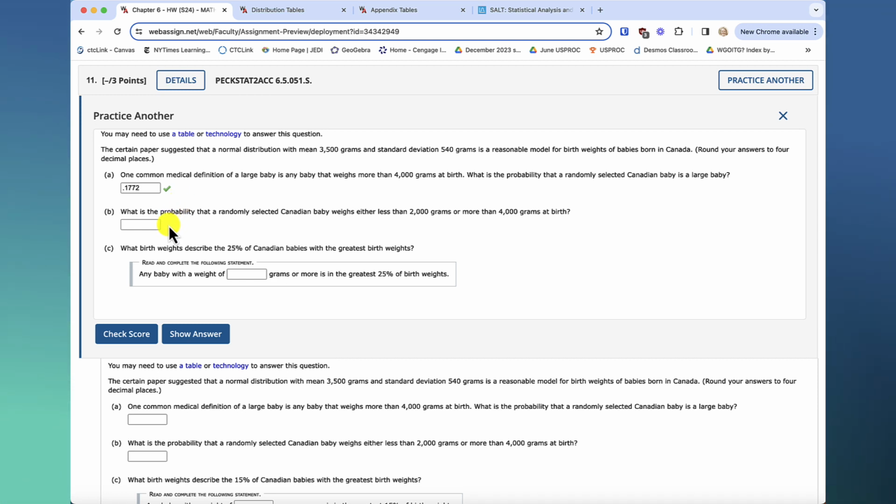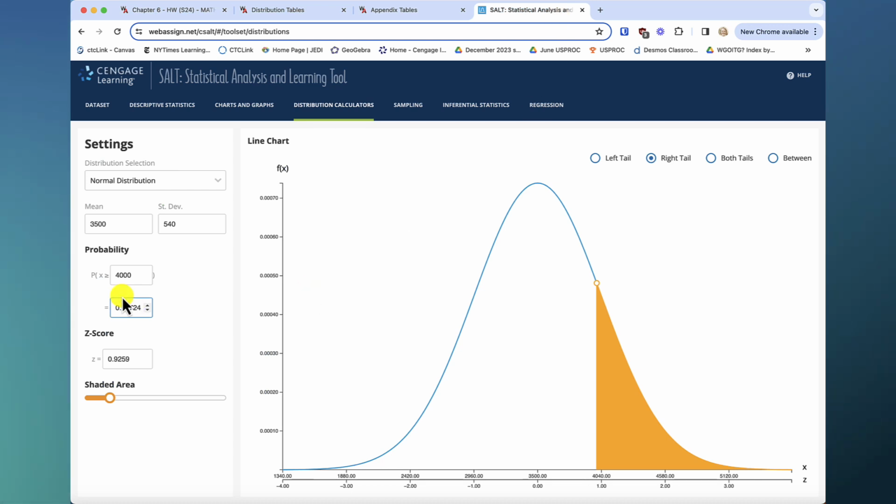Okay, second question. This one's a little different, but it kind of has the same idea. What's the probability that the randomly selected Canadian baby weighs either, so that's a keyword, less than 2,000 grams, or, another keyword, more than 4,000 grams? So 2,000 and 4,000 are our cutoffs, but we're not looking between 2,000 and 4,000. We want less than 2,000 or more than 4,000. So we're talking about the extreme ends of the distribution. So once I get my correct choice, I need both tails.